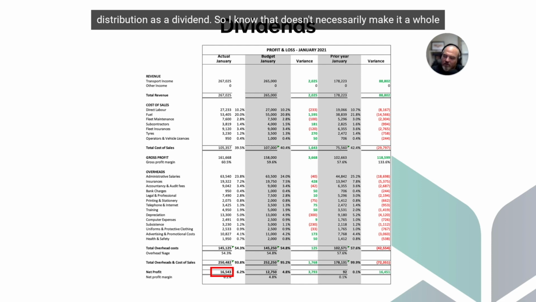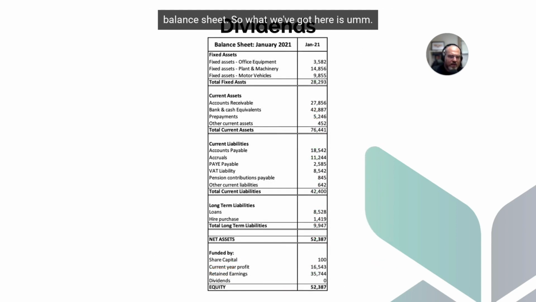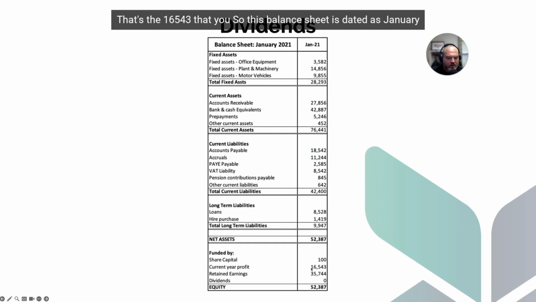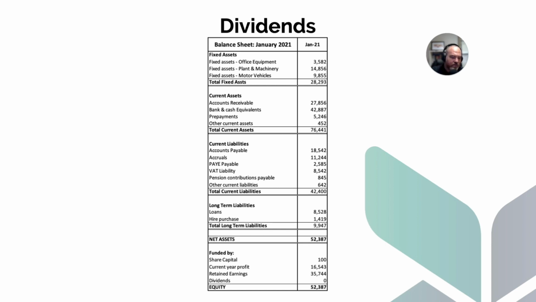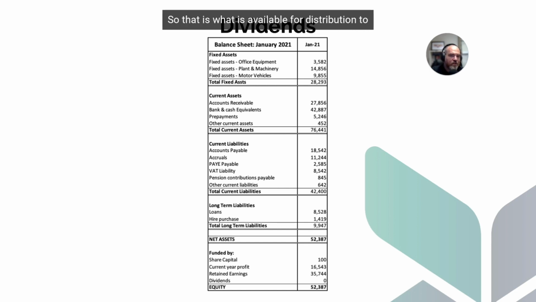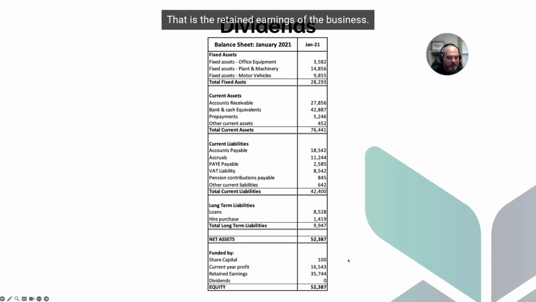I know that doesn't necessarily make a whole load of sense in the context of a P&L, so let's look at the balance sheet. What we've got here is the 16,543 for January. This balance sheet is dated as at January 2021. The 16,543 that you made in January is in there, but you've also got retained earnings of 35,744. The total of that is £52,287. That is what is available for distribution to the shareholders of the business. If you're the only shareholder, then that's yours.